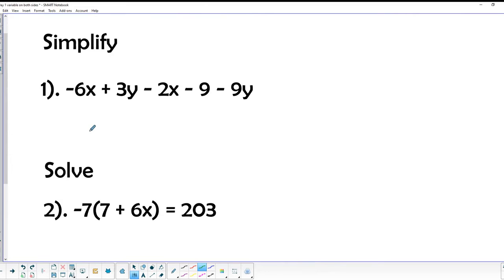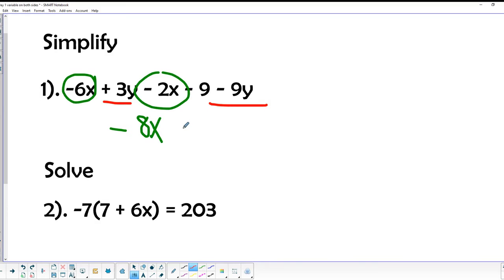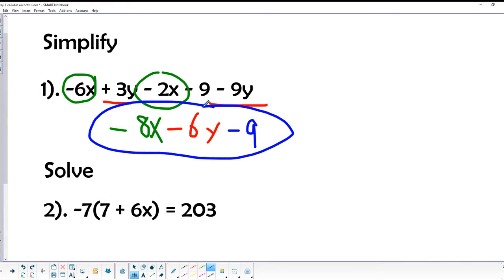All right, let's start today's lesson by simplifying this expression by collecting the like terms. So we've got negative 6x and negative 2x. If we combine those together, we end up with negative 8x. Next, we have 3y and negative 9y. If we combine those together, we can get negative 6y. And last, we have minus 9 right there, so let's write minus 9 on the end of our expression. So there is our simplified expression.